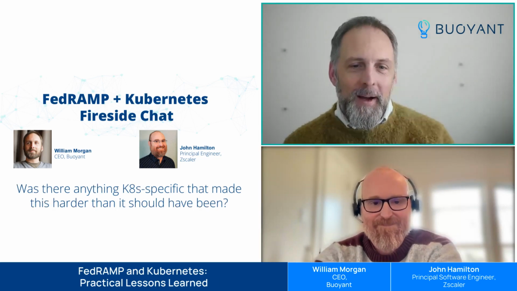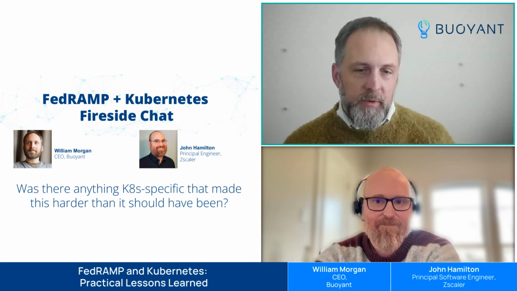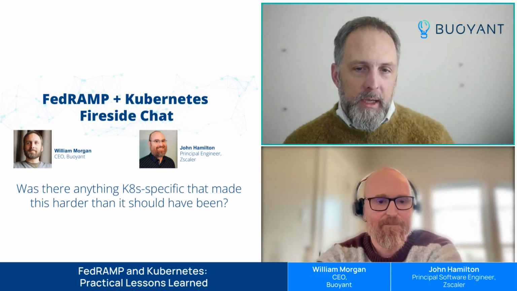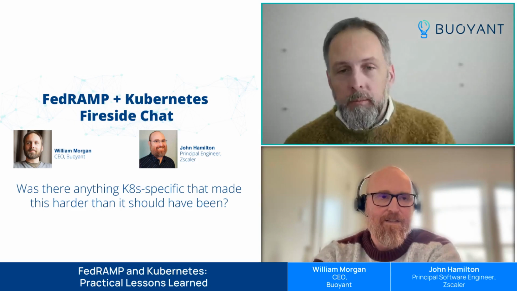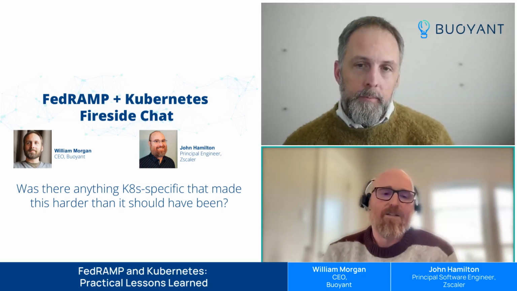Okay, we talked a little bit about Linkerd and the service mesh and FIPS compliant, or FIPS validated cryptography and things like that. Was there anything Kubernetes specific that made this harder, or maybe easier than it would have been otherwise? Yeah.